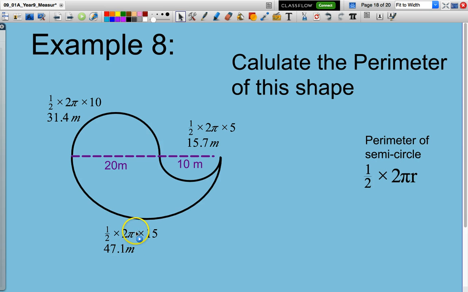So if I needed to go all the way around that shape, I would add up each of the individual journeys, which gives me 94.2 meters.